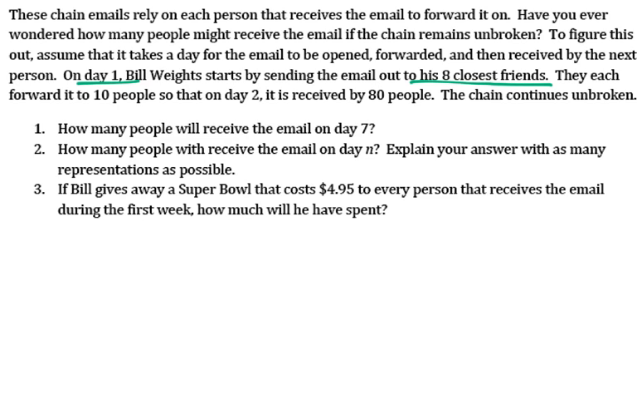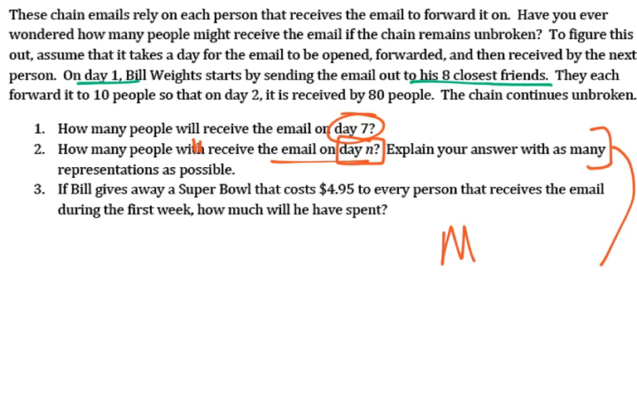Okay. Question 2, how many people will receive the email on day N? Oh, that must have been a typo in there. Explain your answer with as many representations as possible. So, between question 1 and 2, they want us to figure out how many people on day 7, and also day N. Whenever we see that N, obviously it is a variable, but basically it means they want us to demonstrate it in any case.